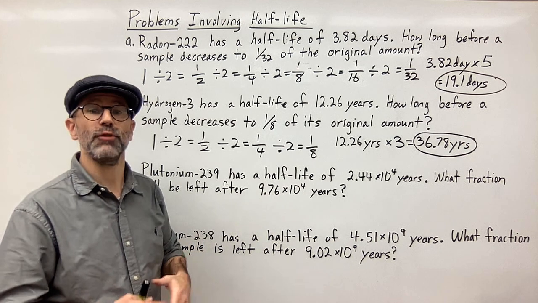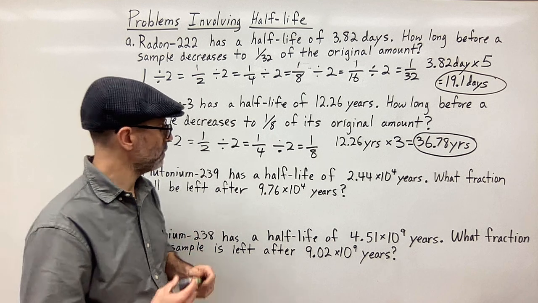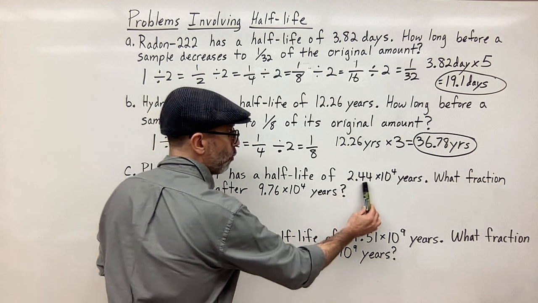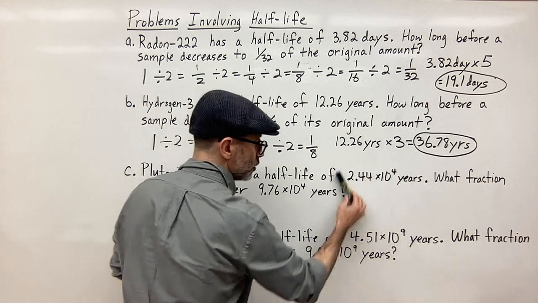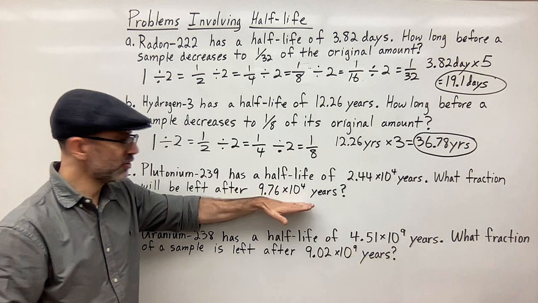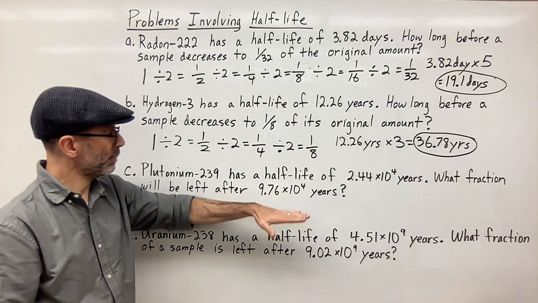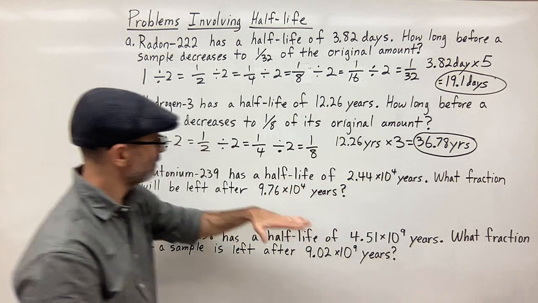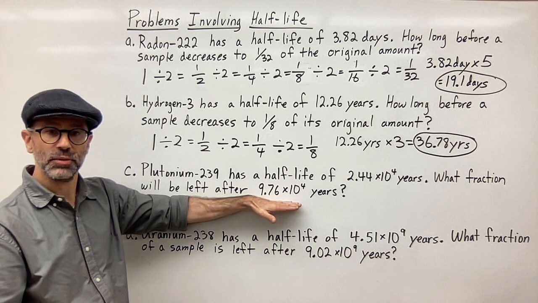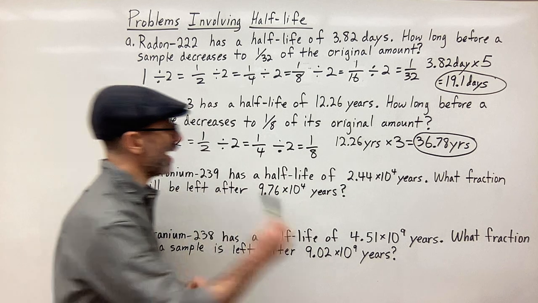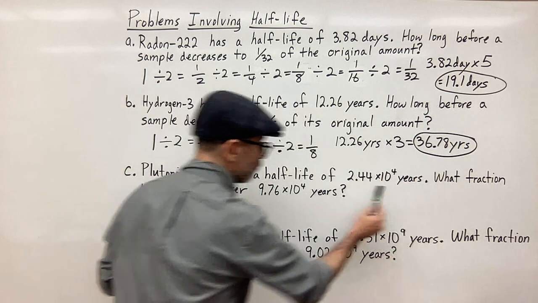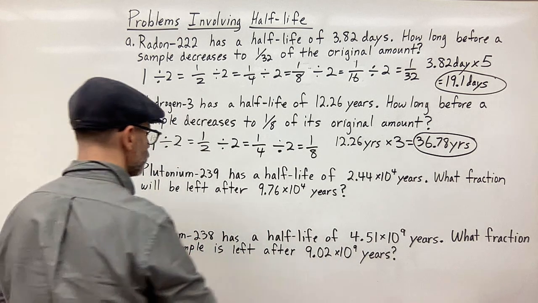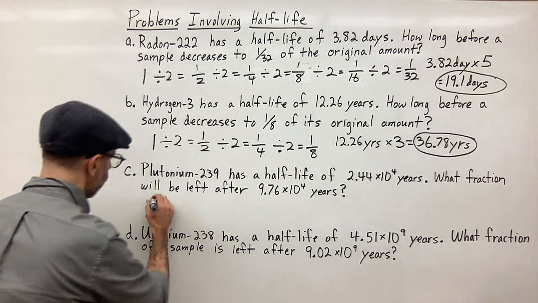Well, again, we need to figure out the number of half-lives. So we're given that the half-life is 2.44 times 10 to the 4 years, right? This is the total amount of time. It would be nice to figure out how many of these half-lives can fit into that amount of time, right? So let's divide the half-life into the number of years, the total amount of time.